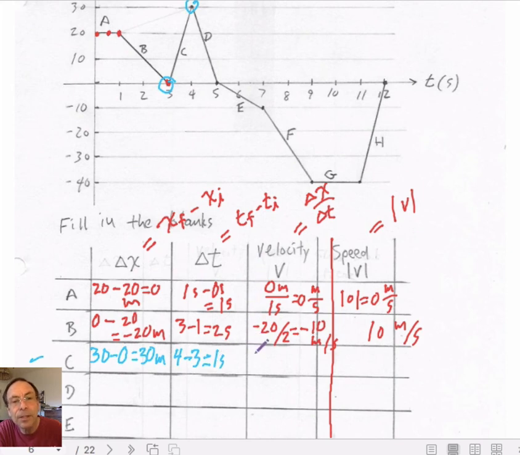So then the velocity is 30 over 1, right? Which gives us 30 meters per second. And the absolute value of 30 is also 30. So the speed is 30 meters per second. Okay.